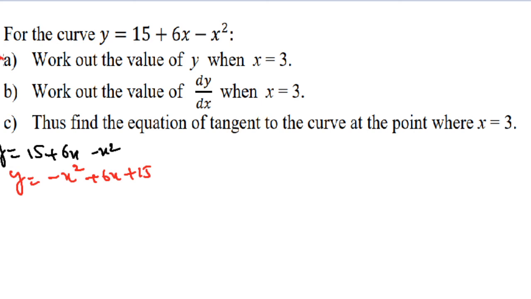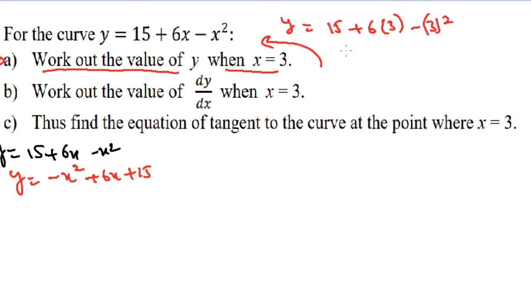So first of all, I'm doing part A. Part A says work out the value of y when x is 3. You can do it here. Just put the value of 3 here. y becomes 15 plus 6 into 3 minus 3 whole square. So 15 plus 18 minus 9. So 15 plus 9 is what? 24. So that is the value for y when x is 3.